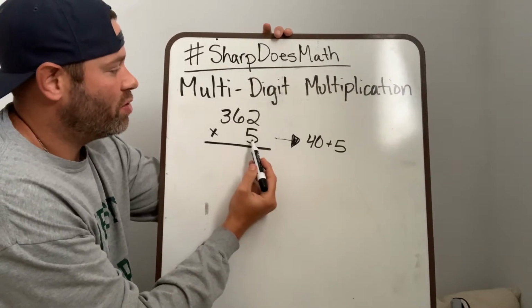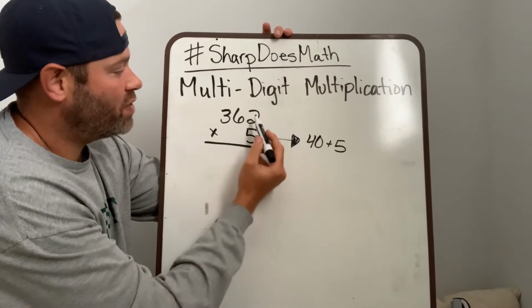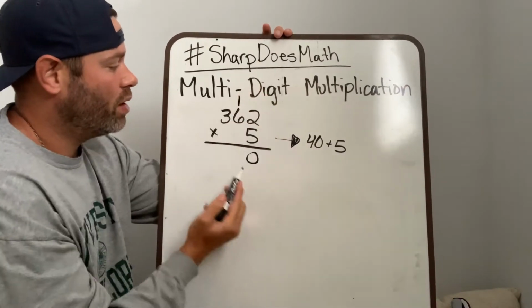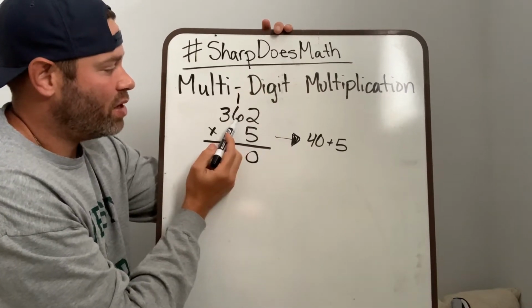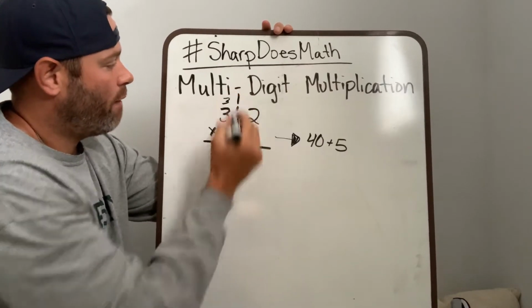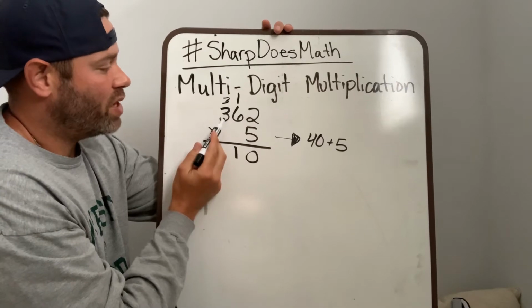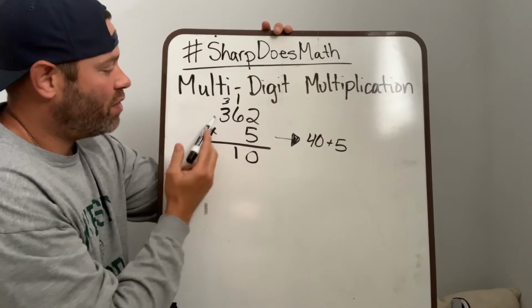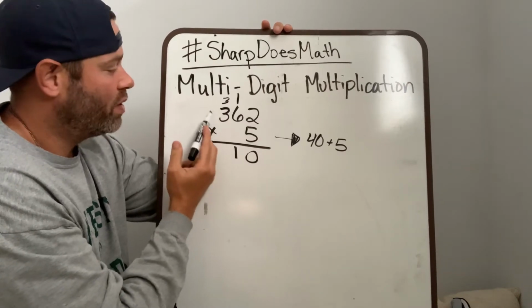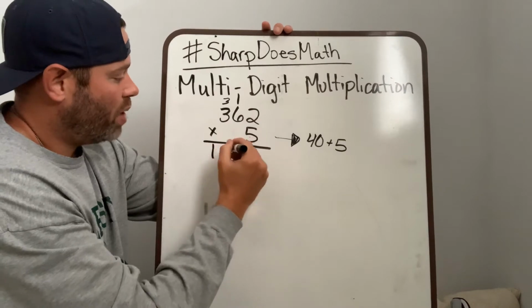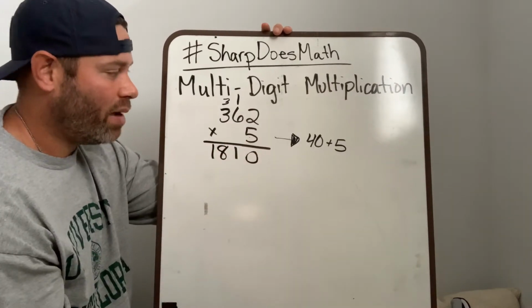So let's just go through this multiplication with 5. 5 times 2 is 10. Put my 0, carry my 1. 5 times 6 is 30, plus 1 is 31. I'm going to carry my 3. 5 times 3 is 15, plus 3 is 18. Now I don't have anything to carry above, so when I multiplied this and got 18, I'm just going to put my 18 down here.